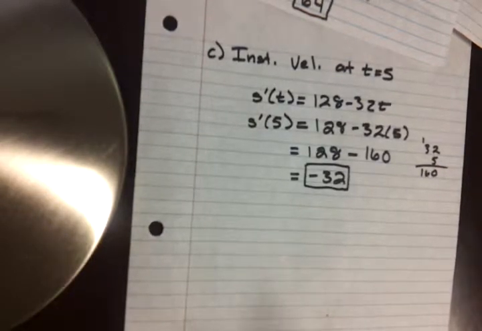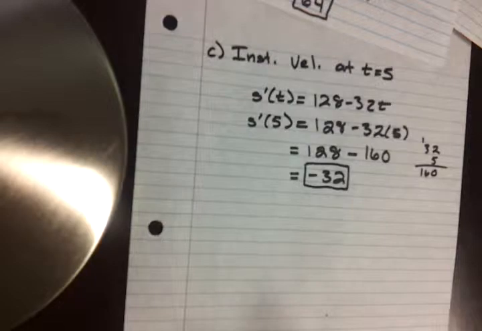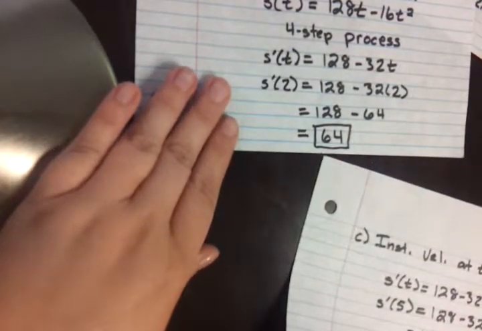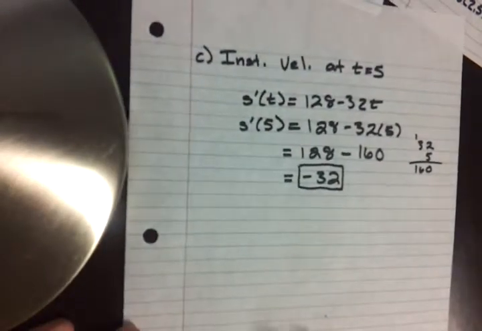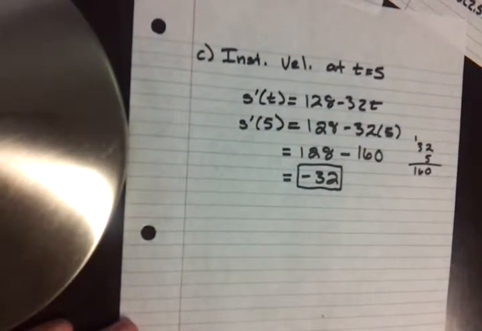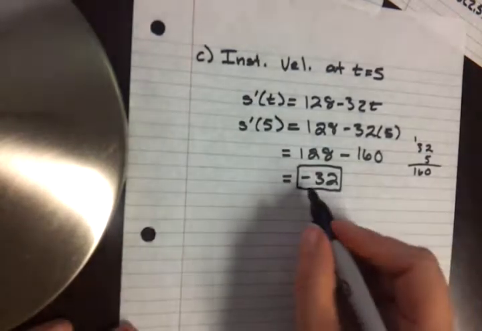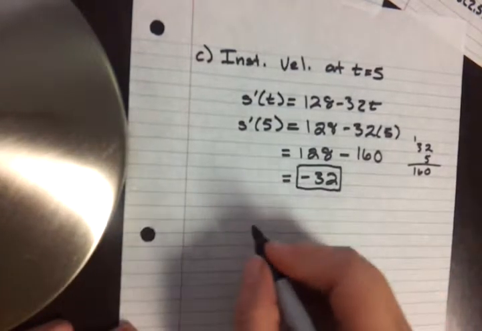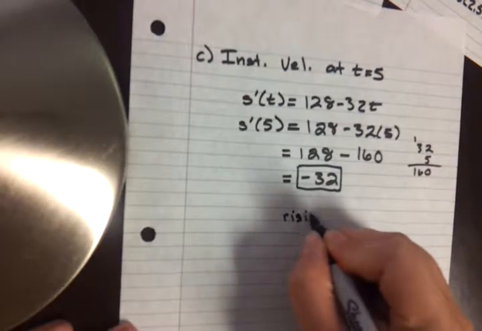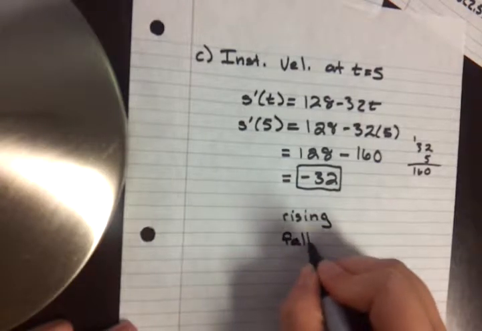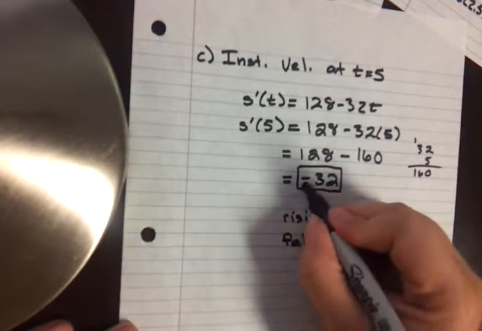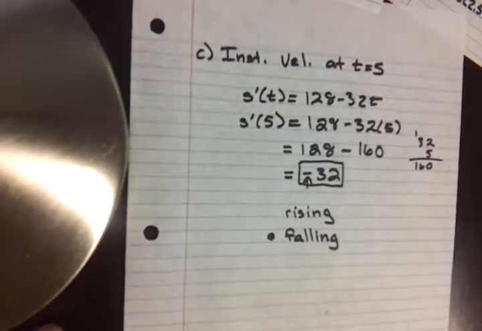So the second part of question C is asking you whether or not the ball is rising or falling at this time. Well, at t equals 2, we had a positive number, which tells us that the ball was going up at 64 feet per second. In part C, we've got a negative number. That's telling us that the ball is coming down at 32 feet per second. So the negative number is just telling us that the ball is falling. So when they ask you whether it's rising or falling, the negative number right here tells us that it's actually falling.